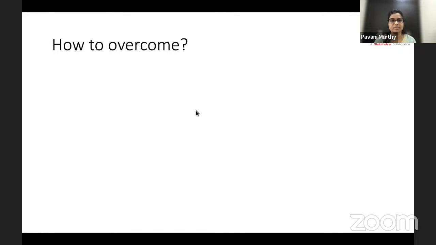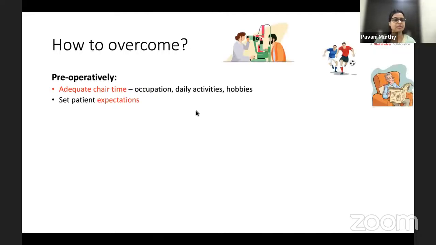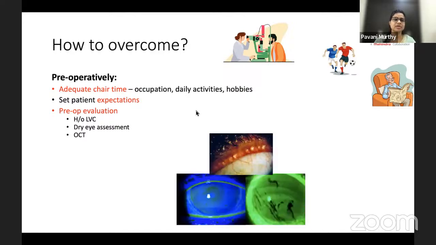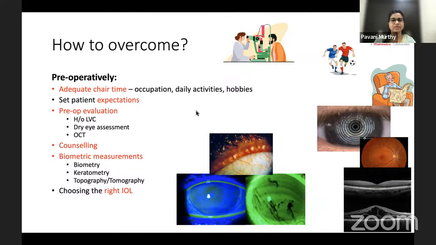So, how do we overcome this? We can divide this into 3 categories: preoperative, operative, and postoperative. Preoperatively, try to give adequate chair time to the patients, ask about their occupation, daily activities, hobbies, set the patient expectations right, and do a meticulous pre-op evaluation. Nowadays, it is very important that you ask for a history of laser vision correction. Do a dry eye evaluation. If needed, do an OCT macula. Do give proper counseling to the patient. Do biometric measurements and choose the right IOL which is best suited for the patient, and then calculate the IOL power.